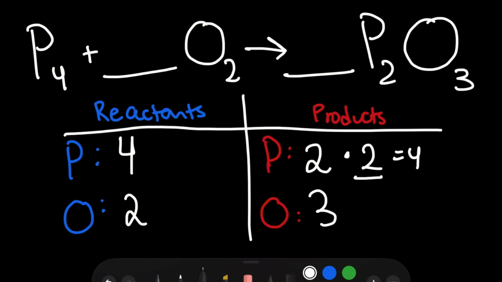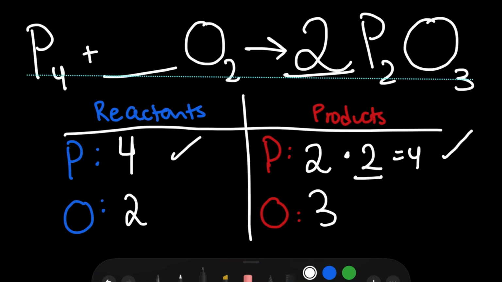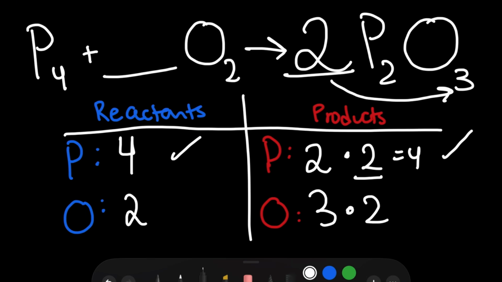So now we can write down the coefficient of 2 that we use to get the 4 phosphorus on the outside. And now we have a balanced phosphorus on the reactants and the product side. However, since 2 is a coefficient, it's also going to be multiplied to the oxygen, meaning we have to do 3 times 2, which is going to give us 6. Now we have 6 oxygen on the product side. But in order to get the 6 on the reactant side, we also have to do 2 times 3, which is going to give us 6.